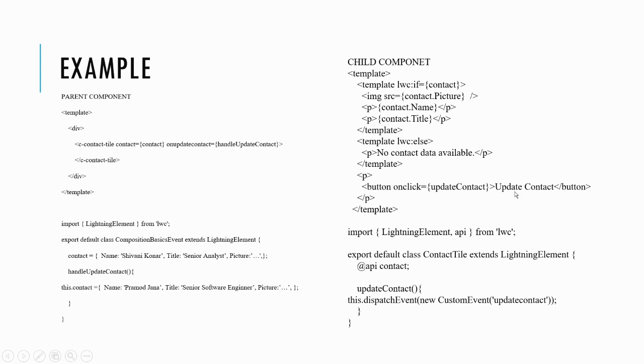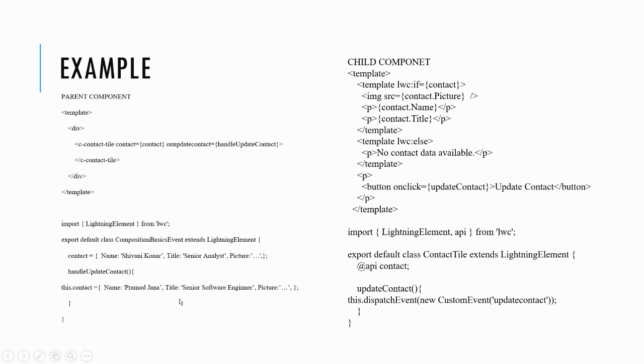Now, when this component is rendered and the button is clicked on the child component, it will dispatch this custom event, updatecontact, and this will be handled by the parent with the help of the on syntax event handler, which is onupdatecontact. This is the syntax: on plus the event name, with which the parent catches the event dispatched from the child component. Once it is caught, it will call this method, which is handleUpdateContact. So once the button is clicked and the event is dispatched and caught by the parent, it will call this method, handleUpdateContact.